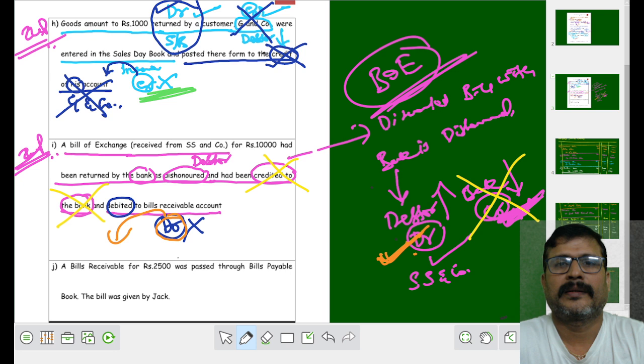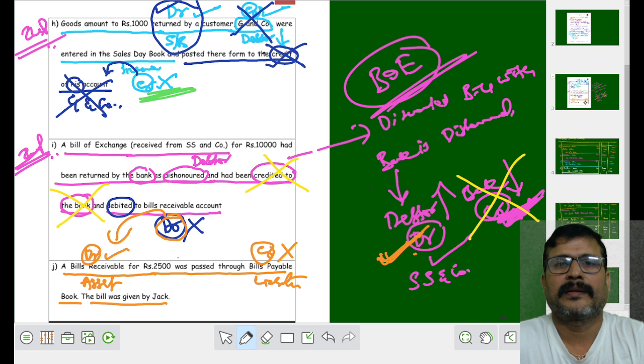See the next one, the last transaction. Bills receivable 2,500. Bills receivable means asset. Asset increases, debit. Correct. Has been passed through the bills payable. Bills payable means liability. Liability wrongly credited. The bill was given by the debtor. Who is Jack? The bill was given by Jack.